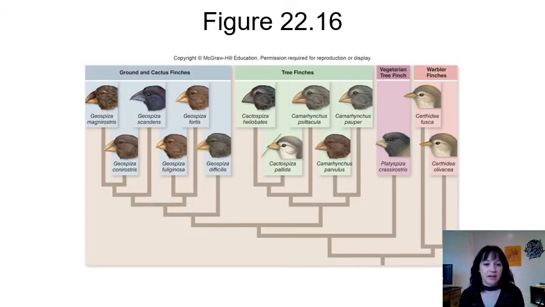Here we have a nice example of these different species. We have a variety of species, some that are more adapted to feed on the ground or on cactus. We have some that are more adapted to be in trees. We also have some that are warbler finches. And when you look at them, you can see some similarities in the different types of finches depending upon where they are living and what required characteristics they must have.